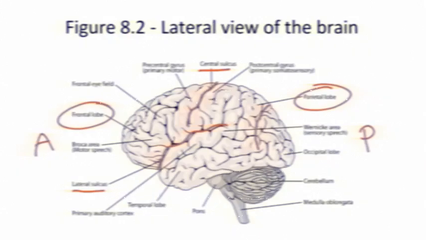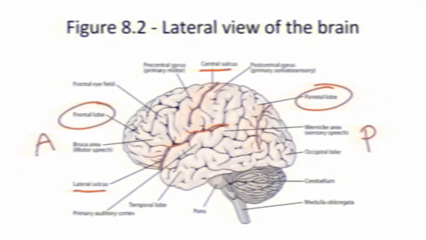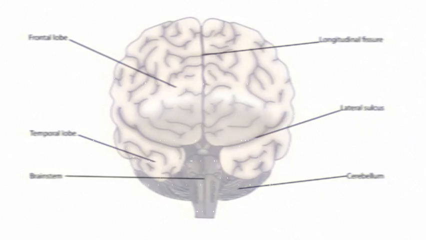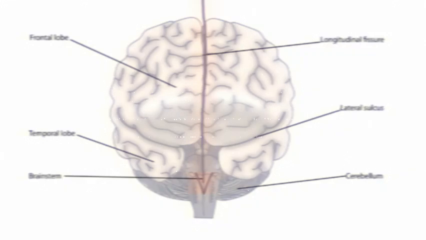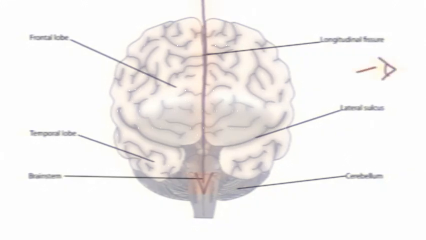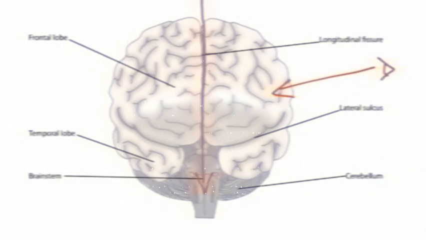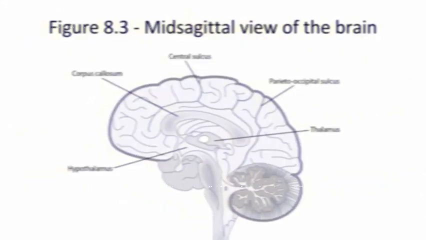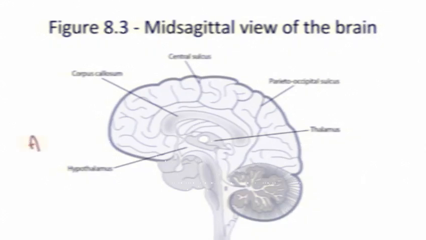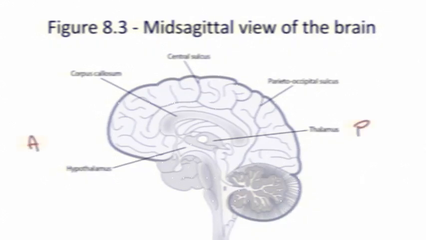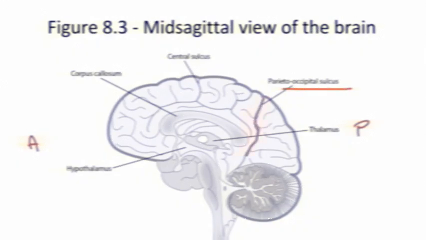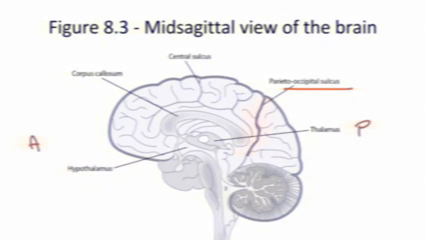If we look at a sagittal view of the brain, we can more easily see the parieto-occipital sulcus. As a quick reminder, a sagittal view just means we've cut the brain in half through the longitudinal fissure like this. And we're looking at the inside of the brain from the side, so if this is an eye, we'd be looking at it from this angle. Okay, with this in mind, let's look at figure 8.3. This is figure 8.3, which is a mid-sagittal view of the brain. Again, this is anterior and this is posterior. In this image, we can clearly see the parieto-occipital sulcus right here.